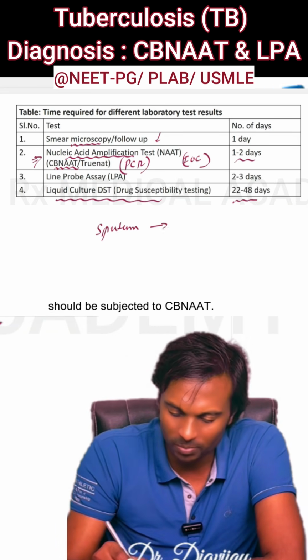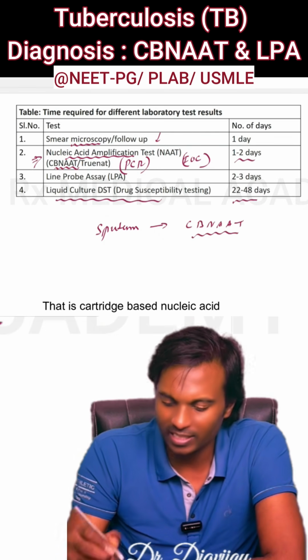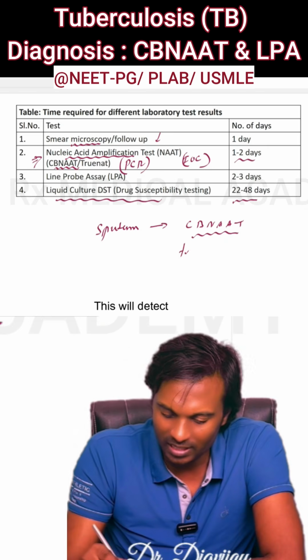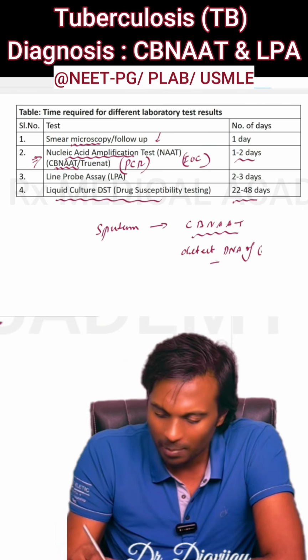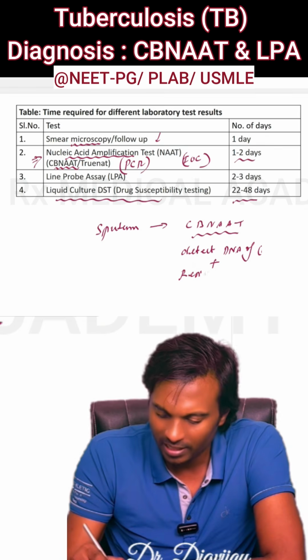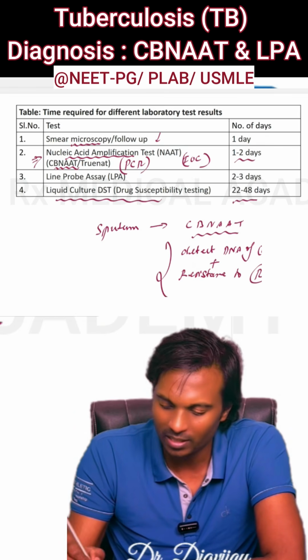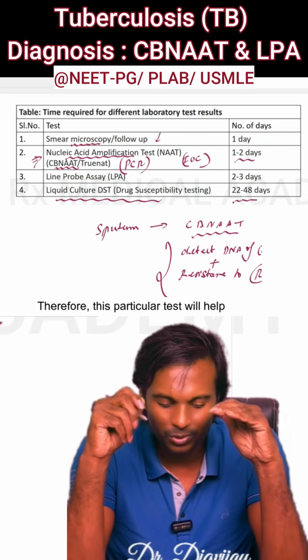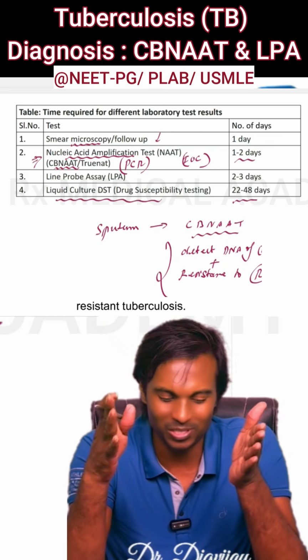So your sputum should be subjected to CBNAAT, that is cartridge based nucleic acid amplification test. This will detect DNA of Mycobacterium tuberculosis, plus this will also detect if there will be presence of resistance to rifampicin. Okay, too simple to understand. Therefore this particular test will help you classify drug sensitive and drug resistant tuberculosis.